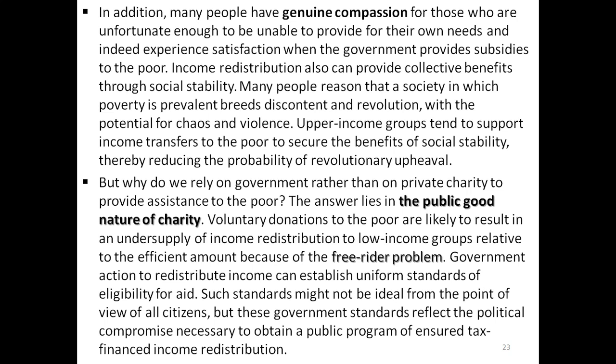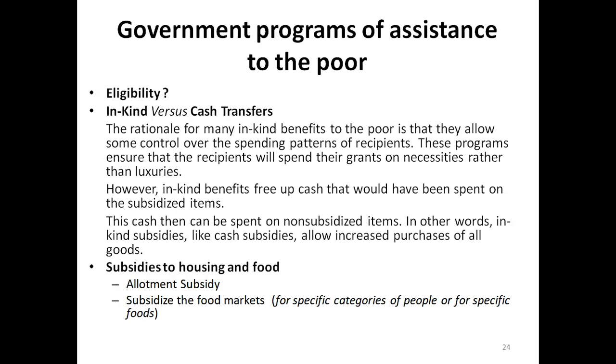The government's action to distribute income can establish a uniform standard of eligibility for aid. Such a standard might not be ideal from the point of view of all citizens, but those government standards reflect the political compromise necessary to obtain public programs that ensure tax-financed income distribution. The government programs of assistance to the poor.